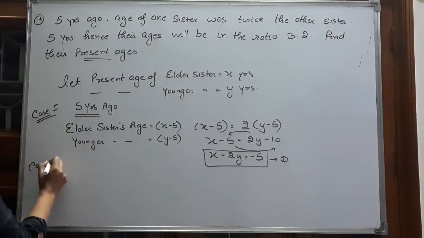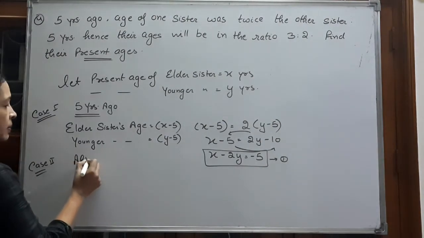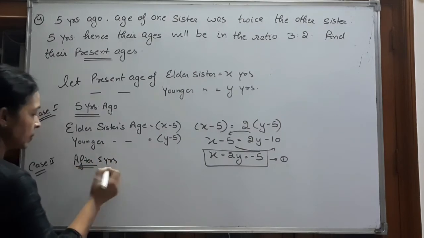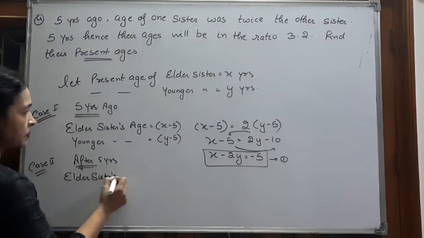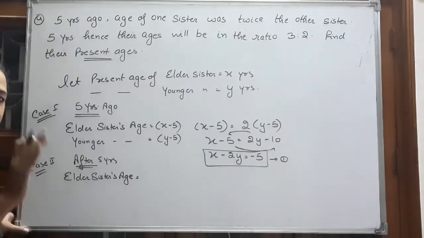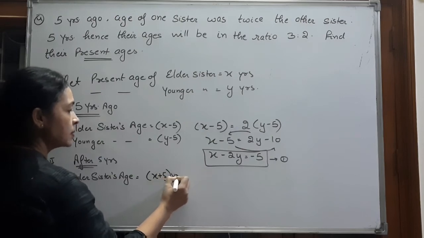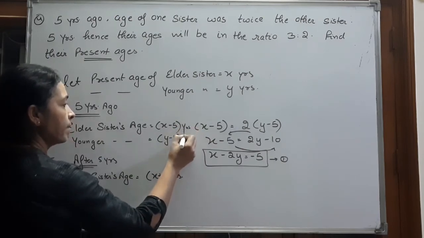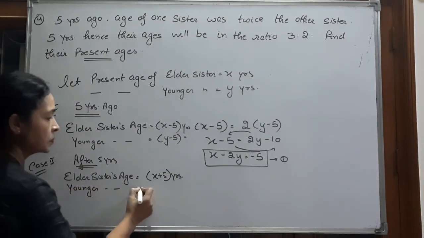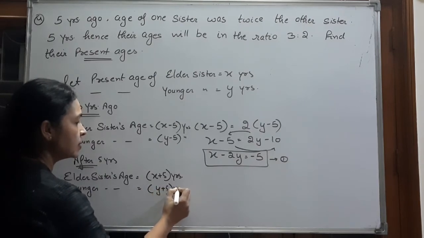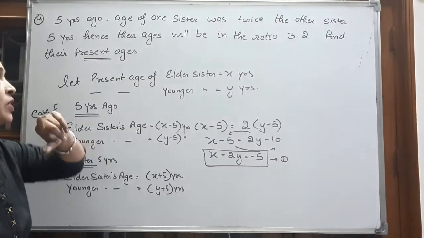Case 2. 5 years hence, after 5 years, elder sister's age will be x plus 5 years, and younger sister's age will be y plus 5 years. Now 5 years hence their ages will be in the ratio 3:2.